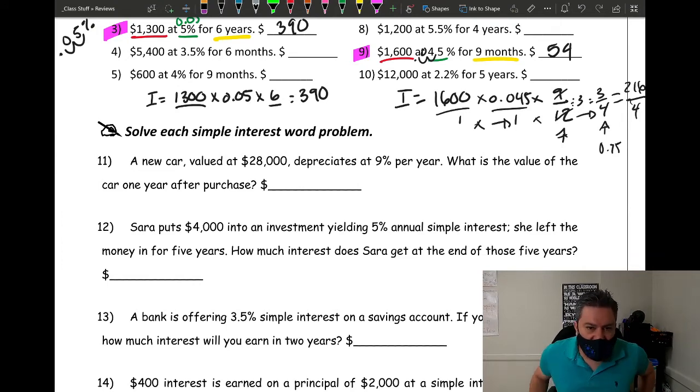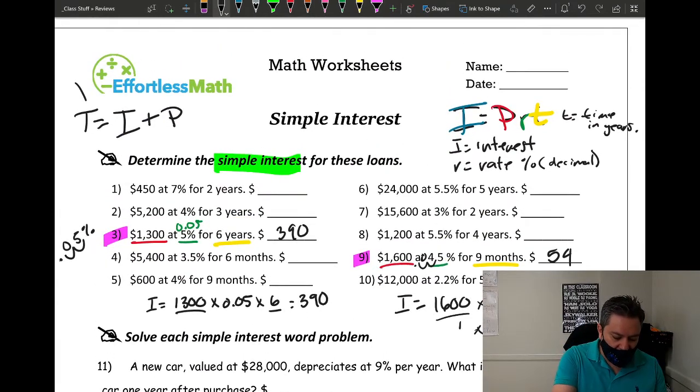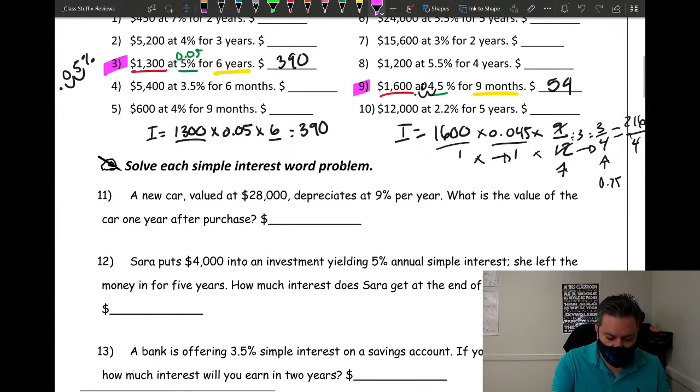Let's look at number 11. 11 is going to be something like finding the interest and then finding the new total. Okay, finding the interest and then the new total. It says a new car is valued at $28,000 and it depreciates at 9% per year. What is the car value after the purchase?